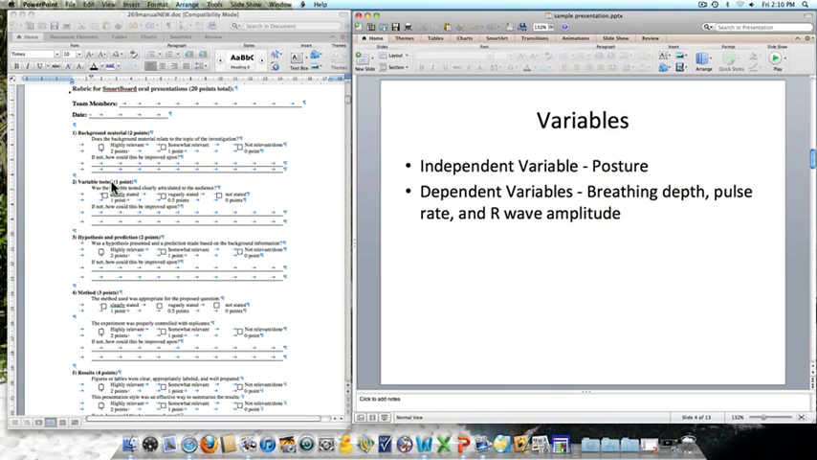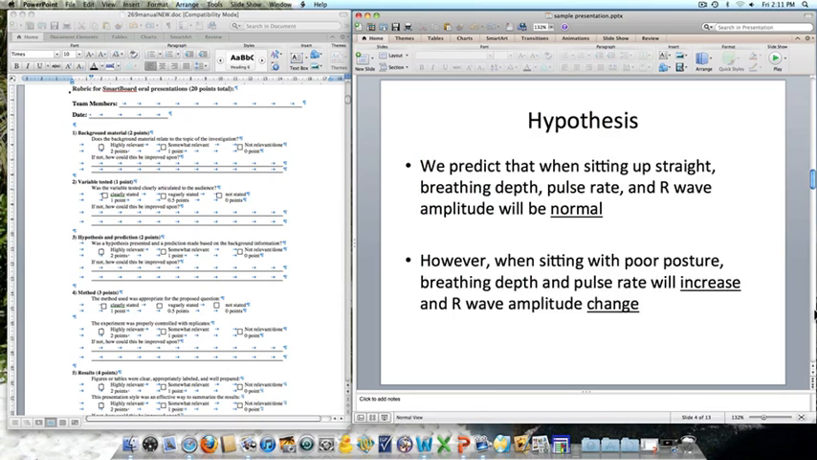The next slide that you should have after the background are the variables which you test, and there are two variables. One is the independent variable and the other one is the dependent variable. In this case, there are more than one independent variables. In this particular example, we have breathing depth, pulse rate, and R wave amplitude, because these were three of the variables that this group measured.